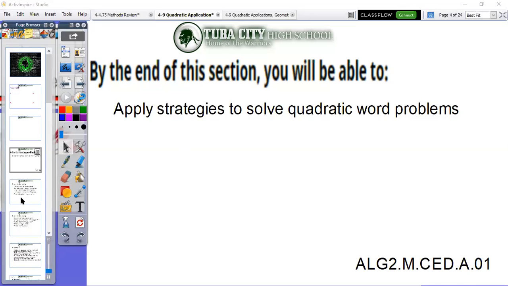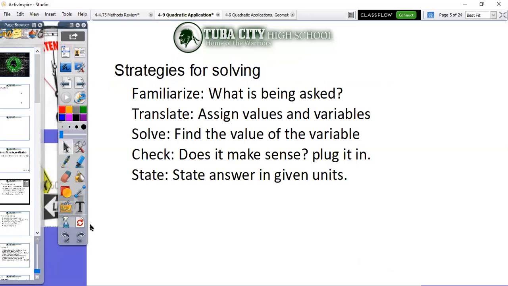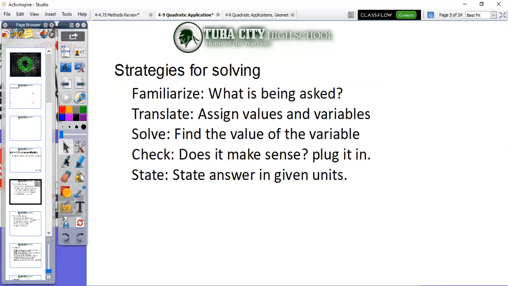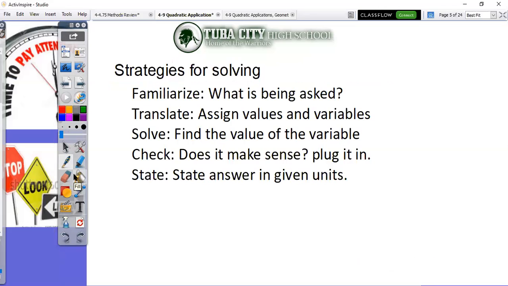All right, so quick rundown. Don't forget to use these strategies when using word problems, and that is to familiarize yourself. So what is being asked? What do you need to know in order to solve this problem? What information might you need? In some of these, you might need a formula, such as an area, or as we saw yesterday, the area of a triangle formula. So some of these you might need to know some background information before beginning.